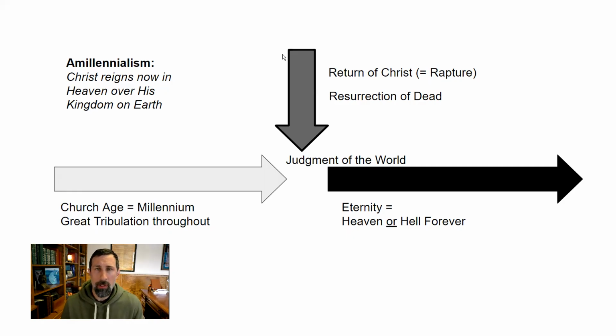Basically, amillennialism is waiting for one great eschatological event, which is the return of Christ. We're waiting for Jesus to return. And notice here too that the return of Christ is the same thing as the rapture in this view. When Christ returns, he will catch the church up to himself.